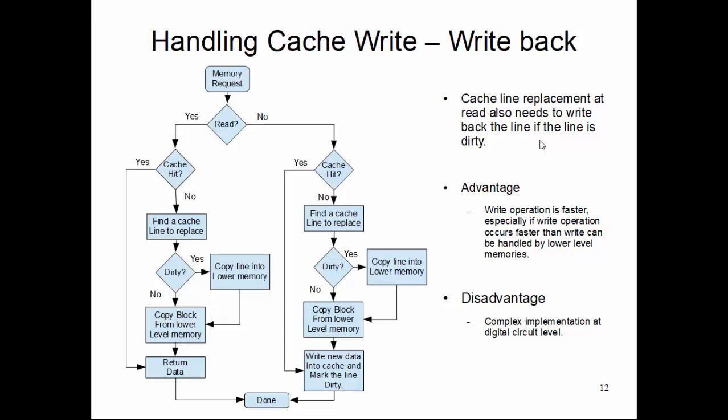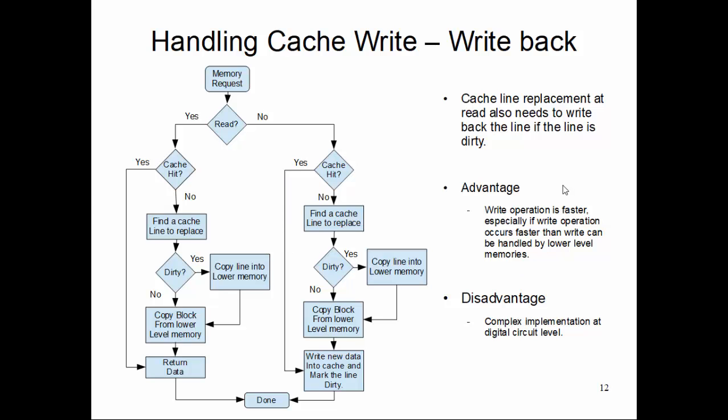So cache line replacement at a read also needs to write back the line, right? That's our observation. The advantage is that write operation is faster, especially if the write operation occurs faster than the write can be handled by the lower level of the memory.